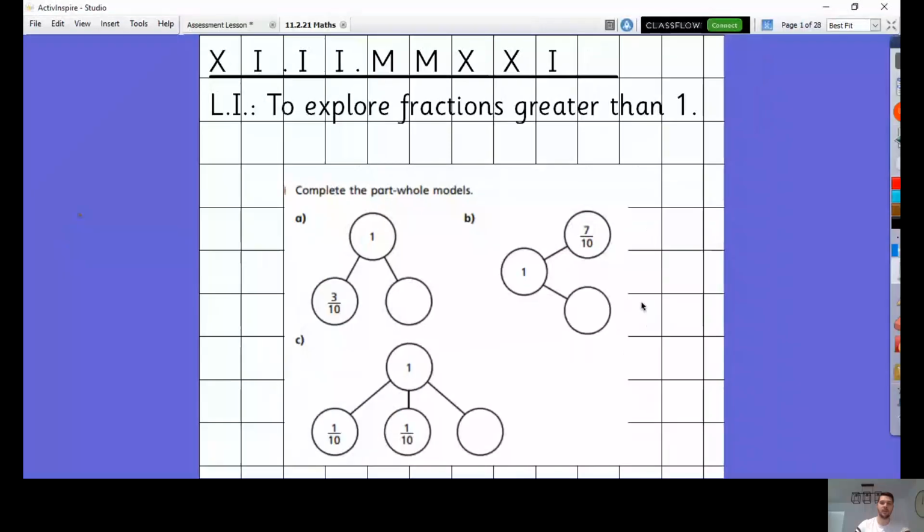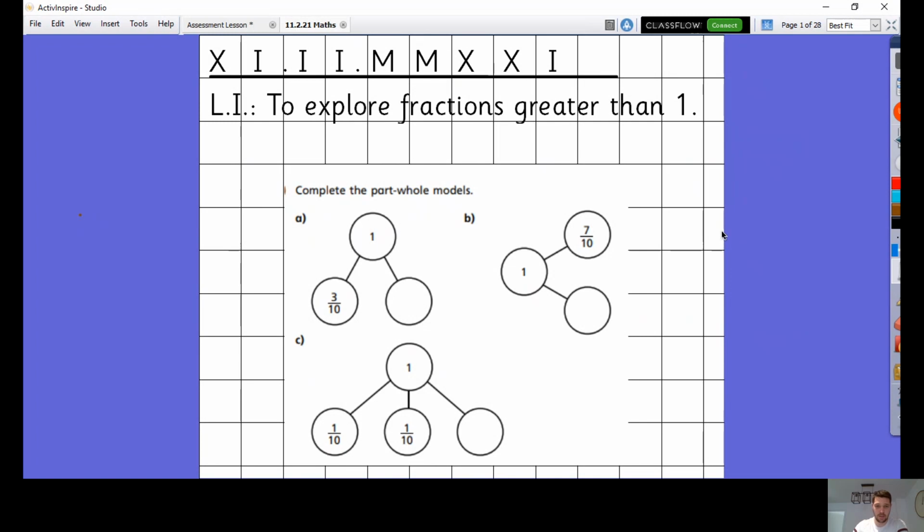This is actually your last proper maths lesson of the half term because tomorrow we are setting up a TT Rockstars battle between you guys and Year 5. So maximum effort into applying your fraction knowledge to fractions greater than 1 today. As you can see, our LI says to explore fractions greater than 1.